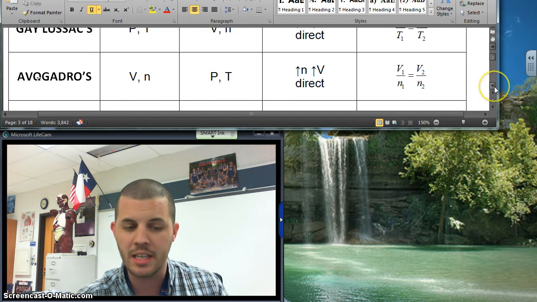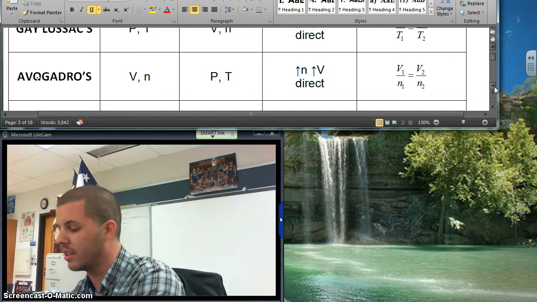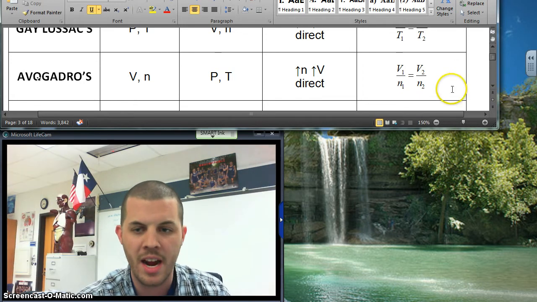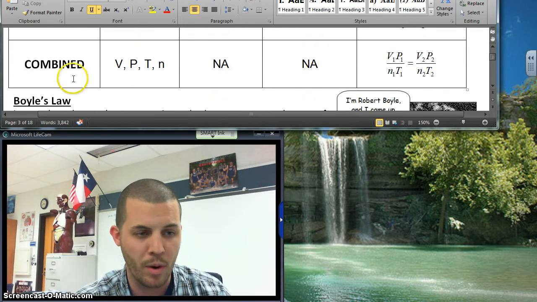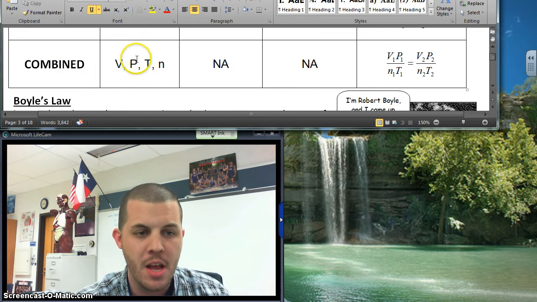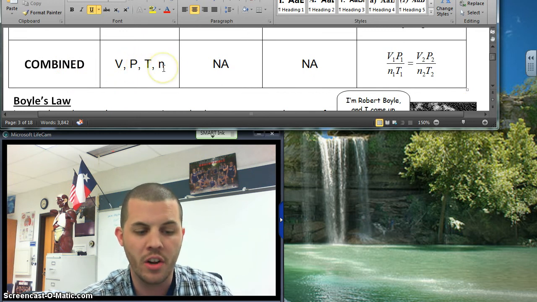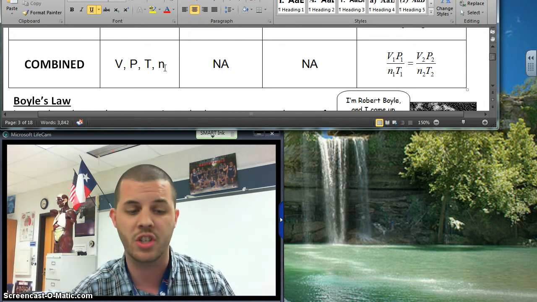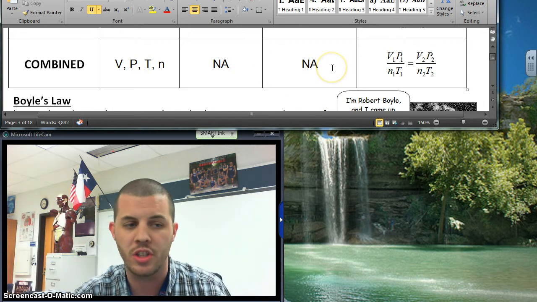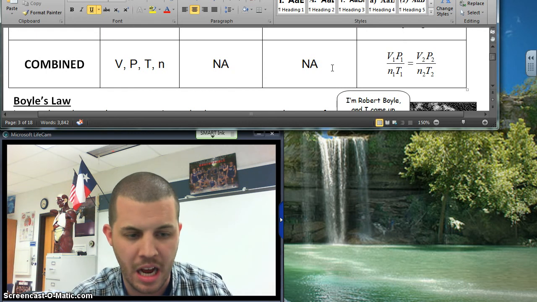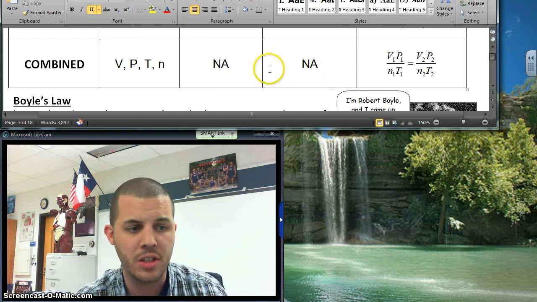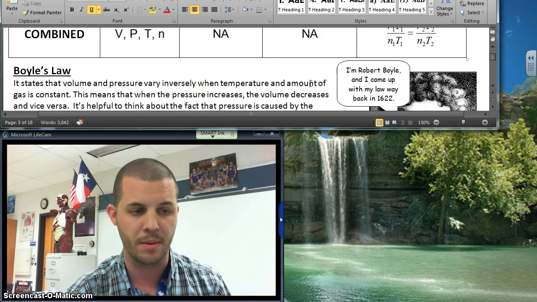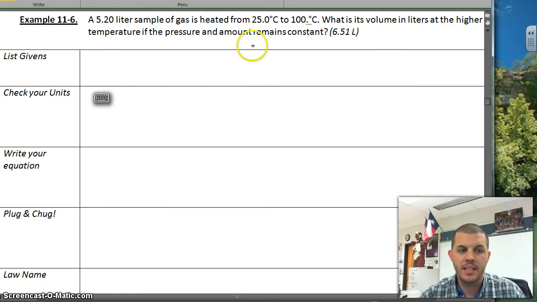All right, now we can take all of these scientists' laws, all of their laws, and combine them into the combined gas law, where we have all variables present: V, P, T, and N. Are there any control variables? No. Everything changes. It's craziness. Everything's going to change. The mathematical relationship is NA, meaning not applicable. And so now we're going to see how to work with some of these laws.